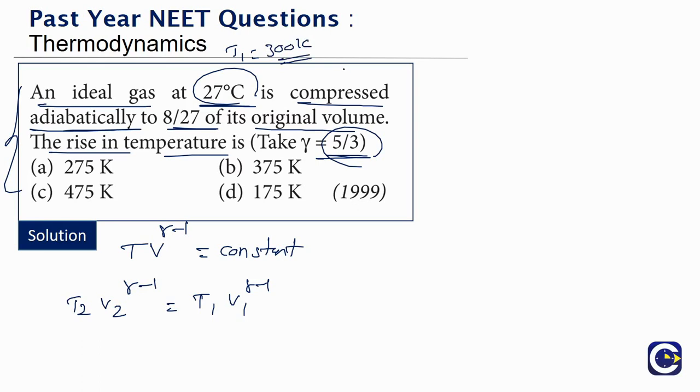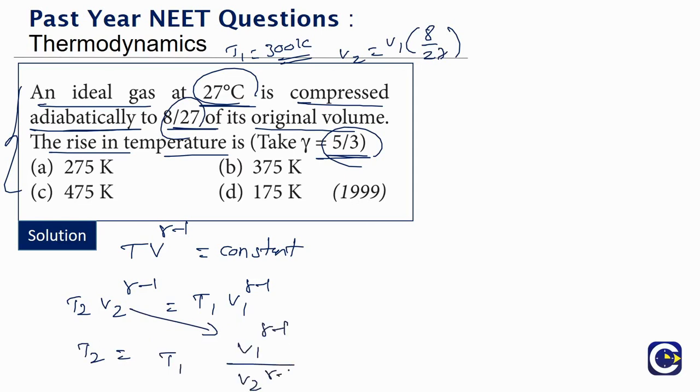If initial volume is V1, final volume, look at this, it is compressed adiabatically to 8 by 27 of its original volume, means what? V2 will be equal to V1 into 8 by 27. So look at it. T2 will be equal to what? We will just take the V2 power gamma minus 1 to the right side. T2 will be T1 into V1 power gamma minus 1, V2 power gamma minus 1. So look at this. T2 will be equal to what? T1 is how much? 300 on the Kelvin scale, into V1 by V2 whole power gamma minus 1.